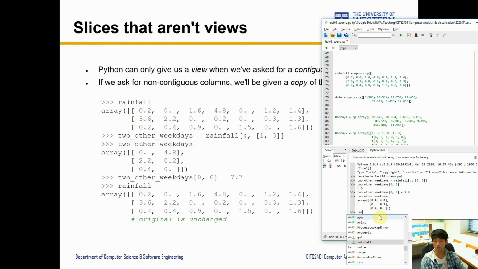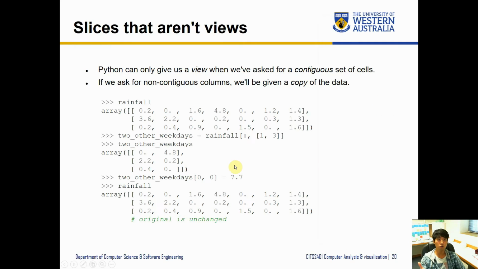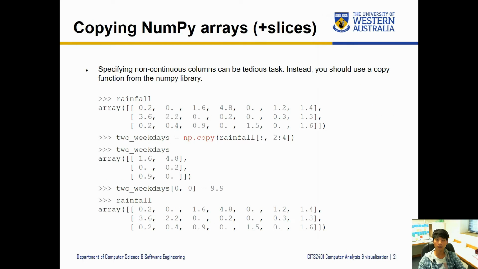And what we can do is check rainfall. And as you can see, this was the value that would have been updated if it had the same reference. But in this case, it didn't update to 9.9, because by specifying specific columns, we can avoid the aliasing problem by creating a new dataset. Okay? And to really avoid this problem, we can use the copy function that NumPy arrays provide.